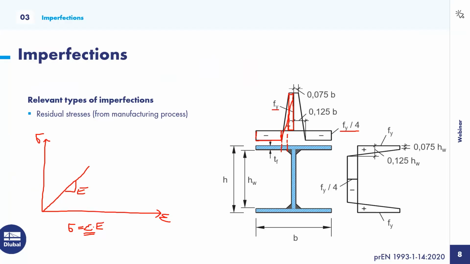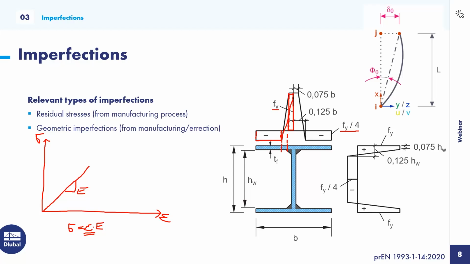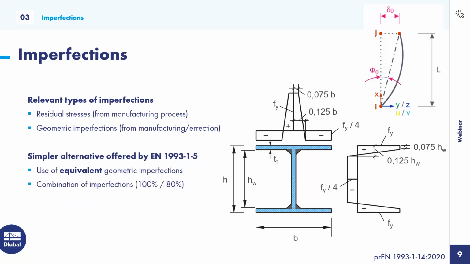We have now talked about one relevant type of imperfections, which is the residual stress, which comes from the manufacturing process, as already explained. In addition to the residual stresses, we also have to take into consideration geometric imperfections. These simulate deviations from the standard dimensions or misalignments of elements during erection on the construction site. We know such geometric imperfections from Eurocode 3 1.1, for example, as well. And this is exactly what is meant with this type of geometric imperfections.